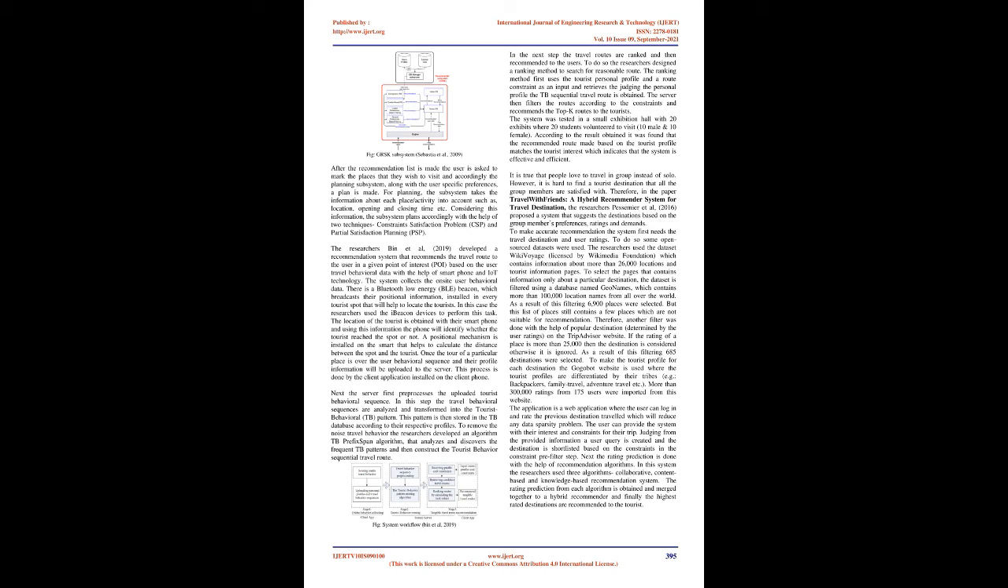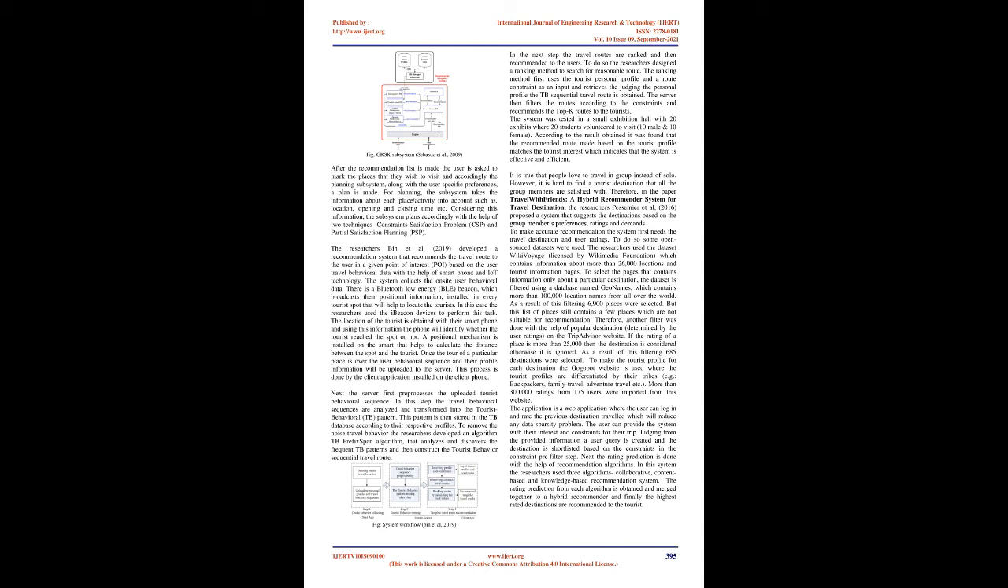Next, the server first pre-processes the uploaded tourist behavioral sequence. In this step, the travel behavioral sequences are analyzed and transformed into the tourist behavioral (TB) pattern. This pattern is then stored in the TB database according to their respective profiles. To remove the noise travel behavior, the researchers developed an algorithm, the TB PrefixSpan algorithm, that analyzes and discovers the frequent TB patterns and then constructs the tourist behavior sequential travel route.